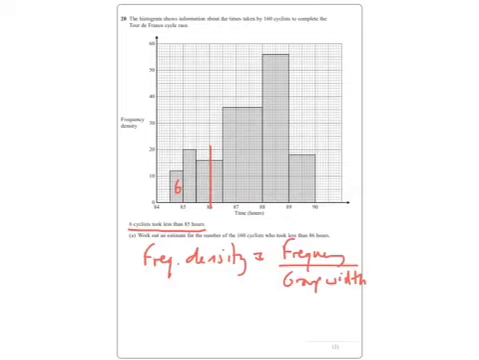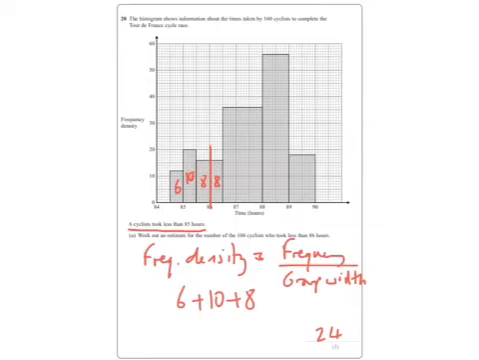So we want the frequency, so that's frequency density times group width. We've got 20 times a half, so there's 10 people in this one. Oops, 10. Okay, and then it's going to be 16 times 1, so there's 16 people in this one, so there's 8 people this side and 8 people that side. So we've got 6 plus 10 plus 8 is what we want, and that is 24. There we go, good.